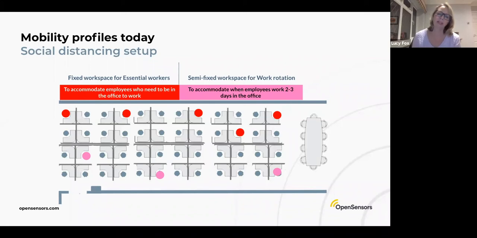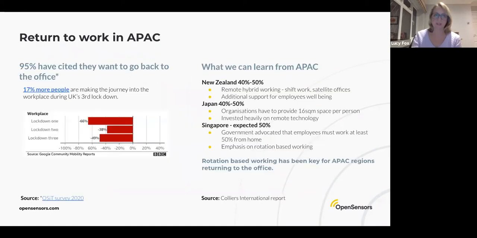And then the pink dots here are the semi-fixed. So these are these rotations. This is the phase three that we're talking about. And when we look at lockdown one, that was still relatively low. And even with relatively low people wanting to come back into the office on a rotation basis, we know that became that high challenge. So what do we know now?